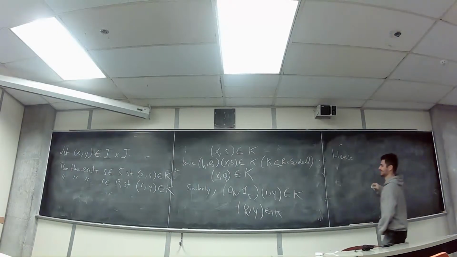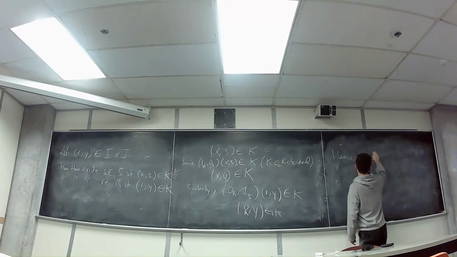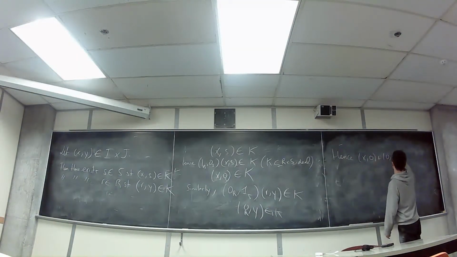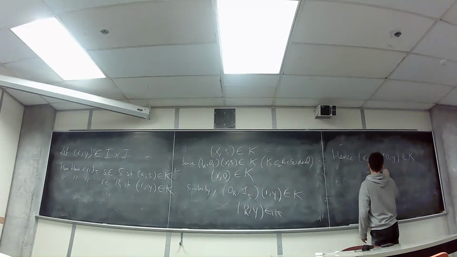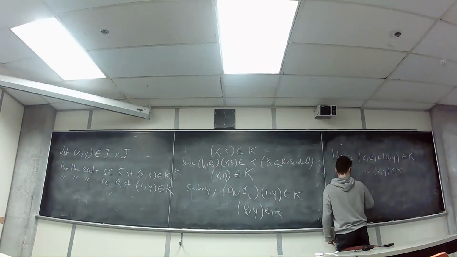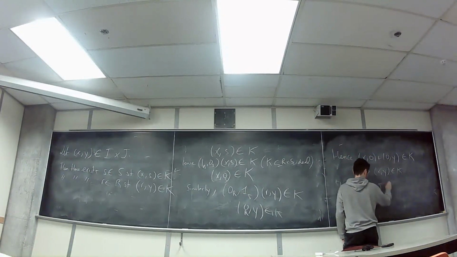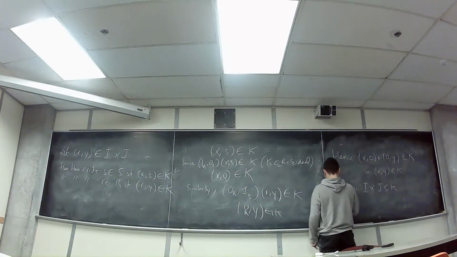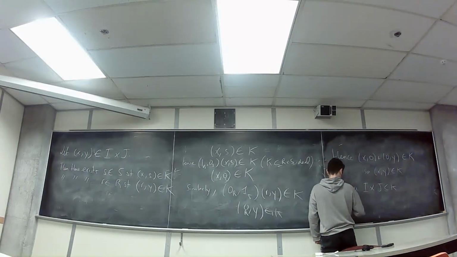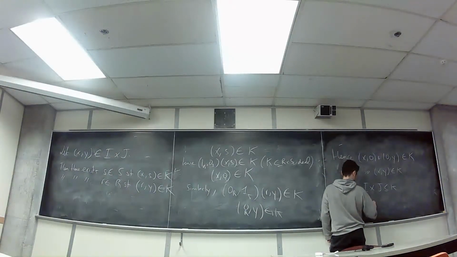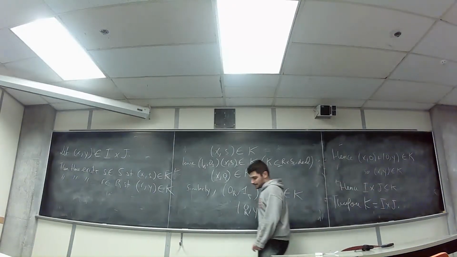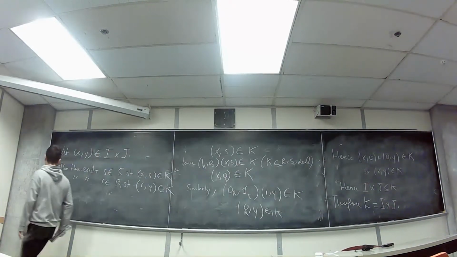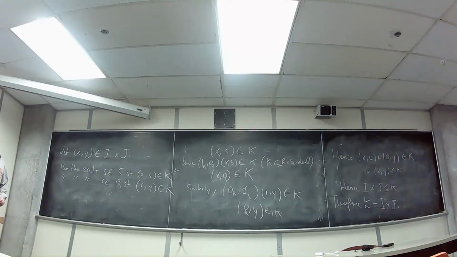Hence, x0 plus 0y belongs to K. So xy belongs to K. Hence, I cross J is contained in K. Therefore, K is equal to I cross J. Okay. Great. So far, so good.